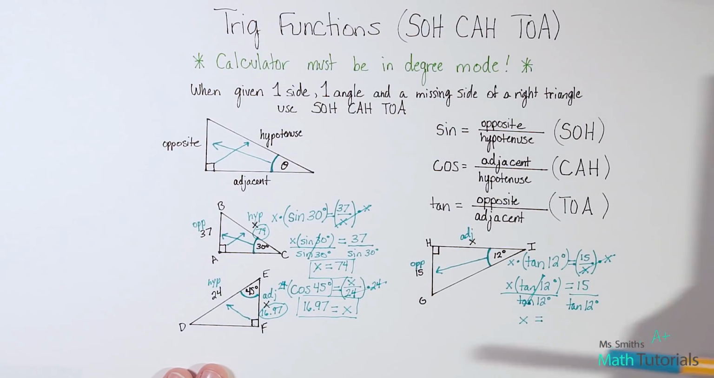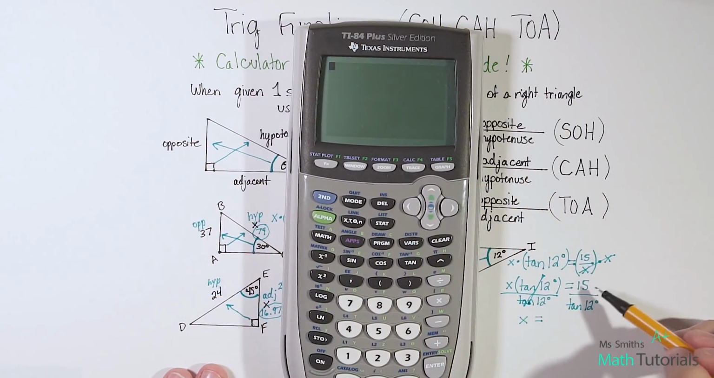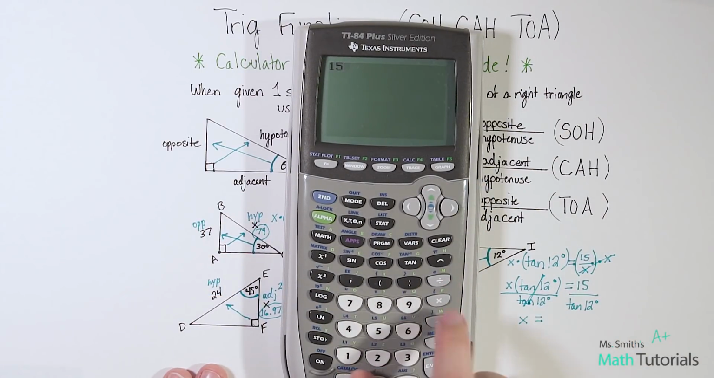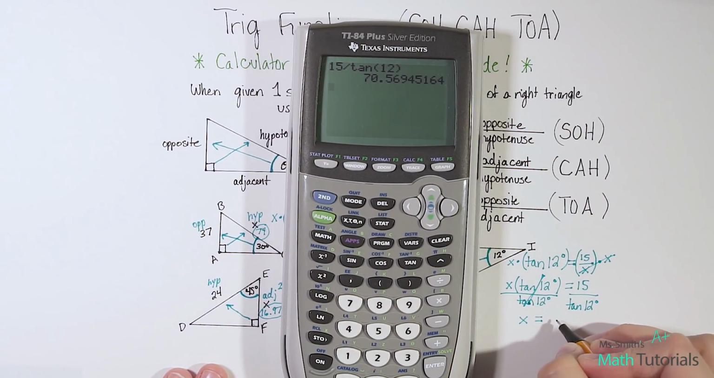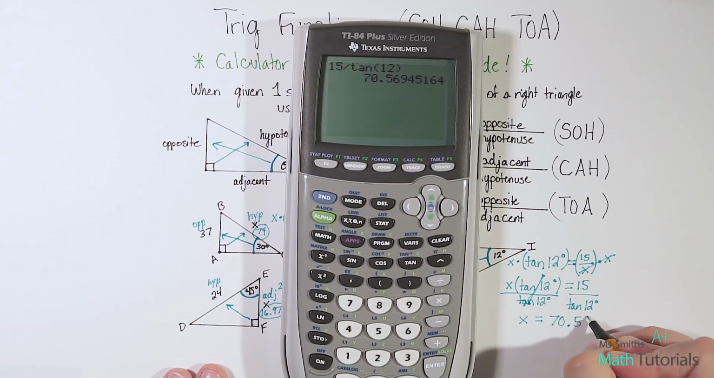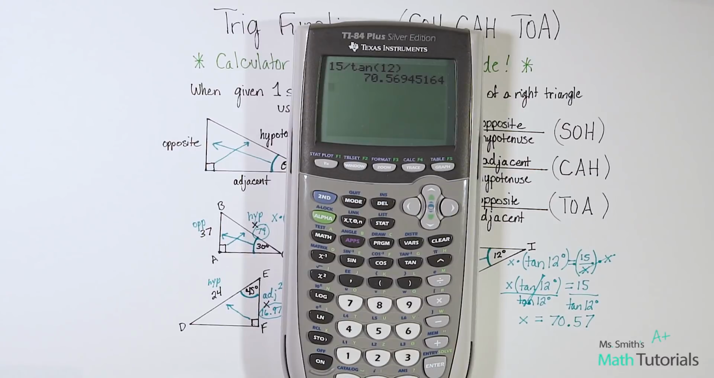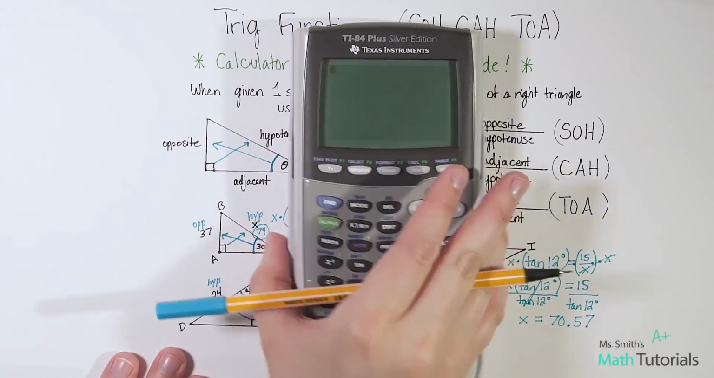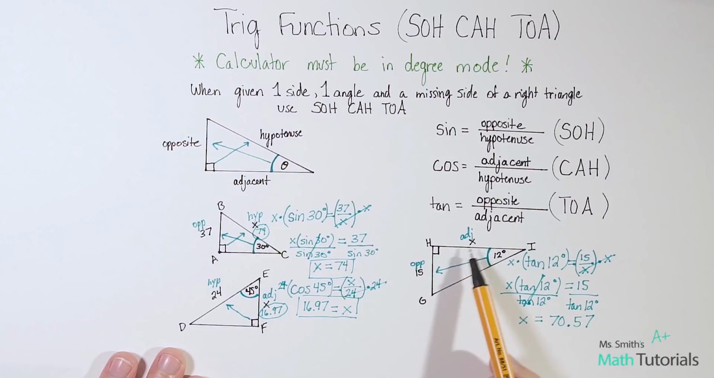This is when I've got to bring my calculator in. So we're going to put it in top to bottom. 15 divided by tan of 12. Tan of 12 degrees equals 70. Let's just do the nearest hundredth again. So 2 decimal places. 70.5. That 6 would round to a 7 because that's a 9. 9 is greater than 5. So 70.57. That would be, if this is 15, that would be 70.57.